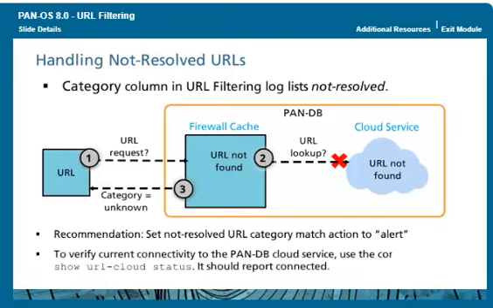To verify current connectivity to the PanDB cloud service, use the command line command show url-cloud status. It should report connected. The connection problem could be temporary because of a lack of management plane CPU resources. Use the System Resources widget on the Web UI dashboard to check management plane CPU use.